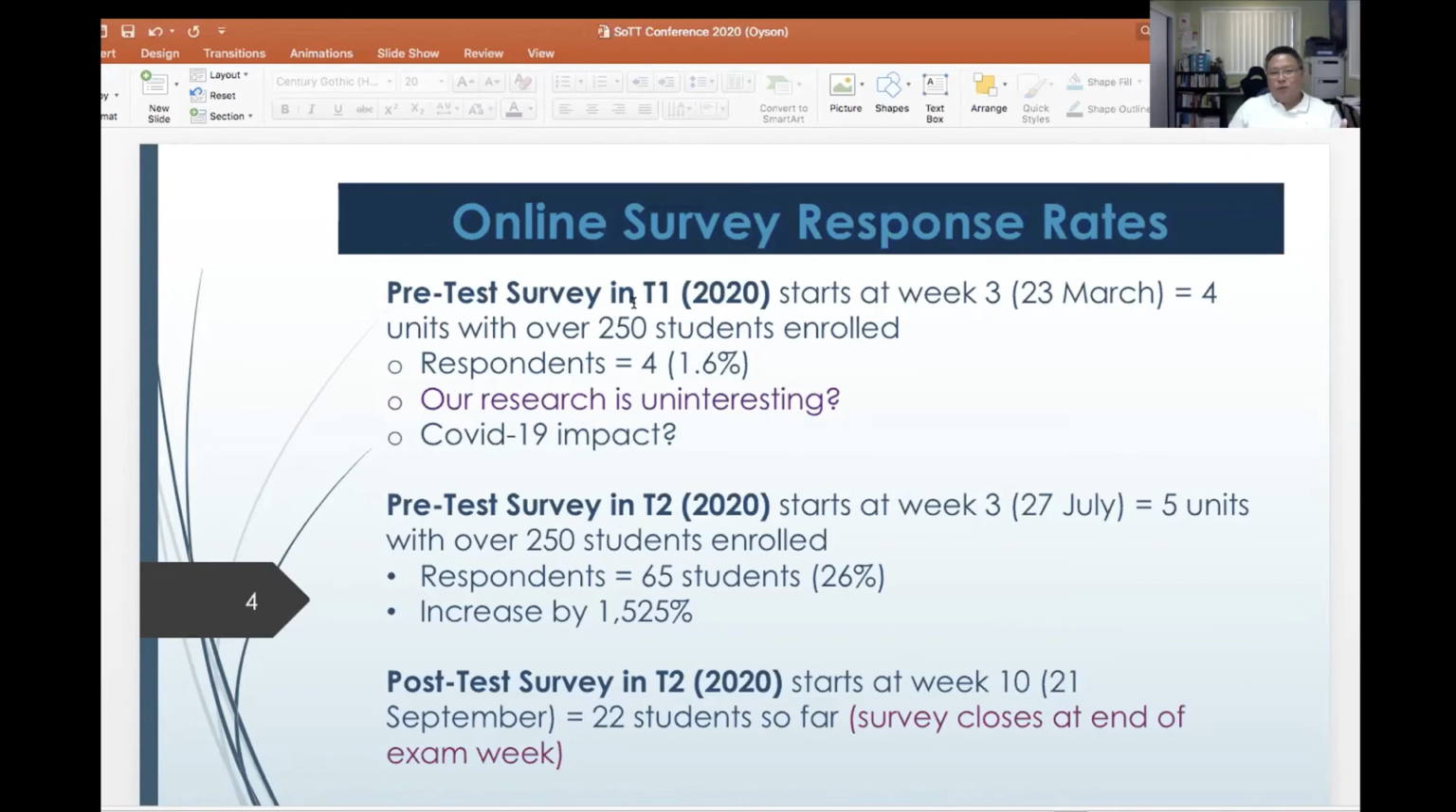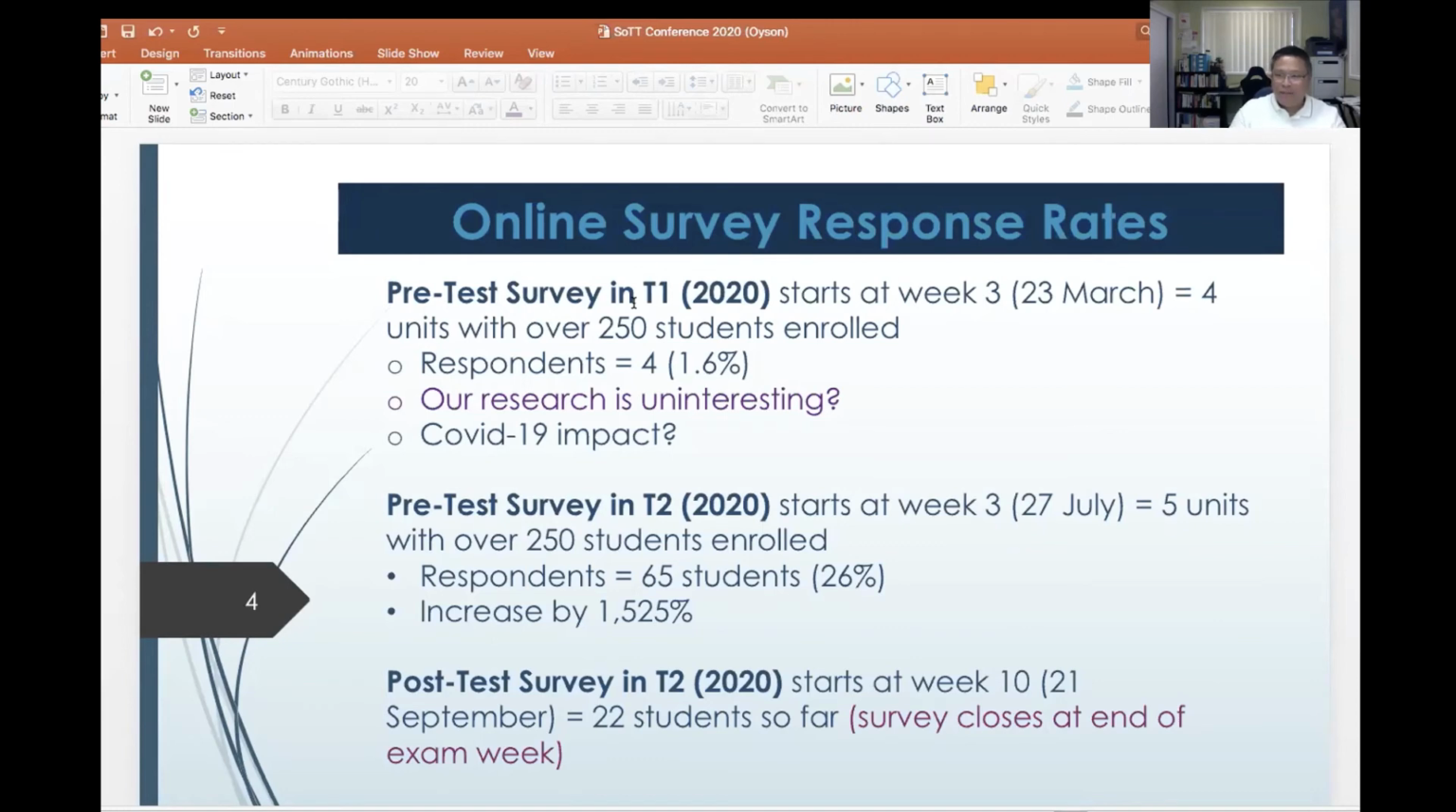And so we did it again. We didn't even run a post-test survey because 4 students to us was just insufficient to arrive at any remarkable results. We implemented the project again in term 2, at week 3 on the 27th of July, across 5 units. We encouraged students to do the survey, and this time there were 65 students who said yes. That's an increase of about 1,525%. So there was a 26% student response rate, and the question for us: how did it happen?